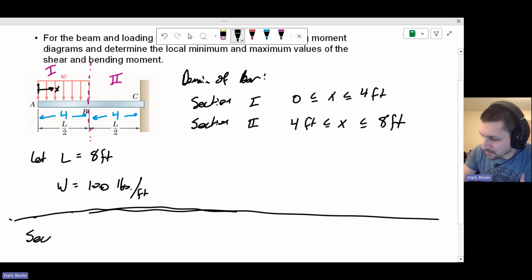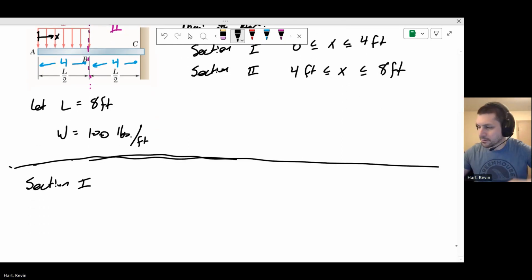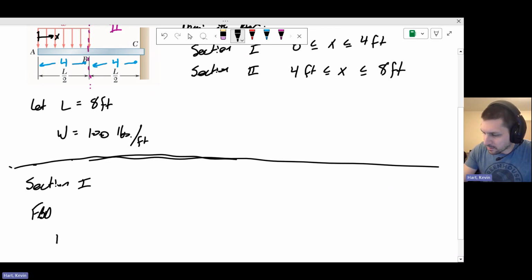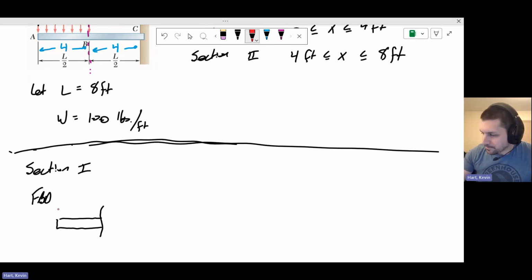So this is section 1, which is, again, on the domain 0 to 4 feet. The free body diagram on its own is going to look something a bit like this. Here we are with our cut, and I'm going to draw my distributed load in here over the top of this. Since I'm in section number 1, the distributed load is going to act over the entire free body diagram.